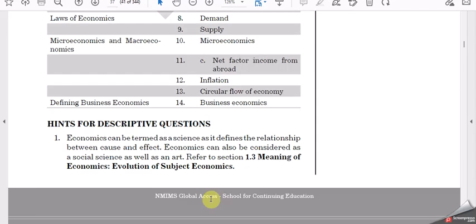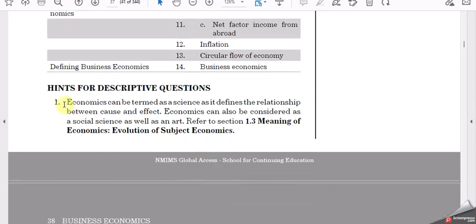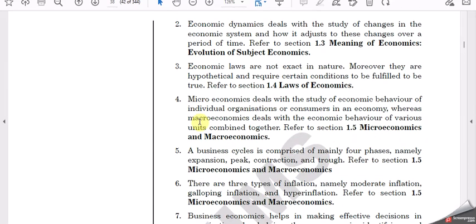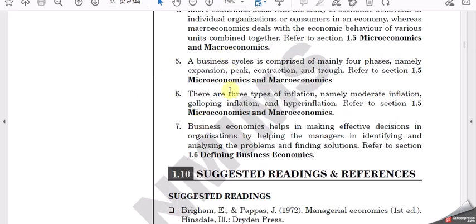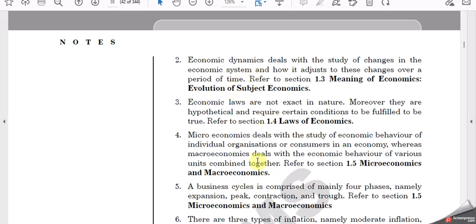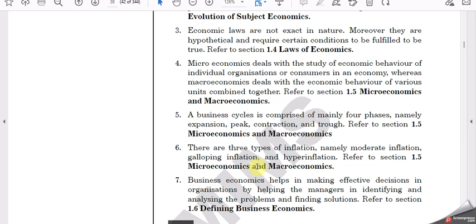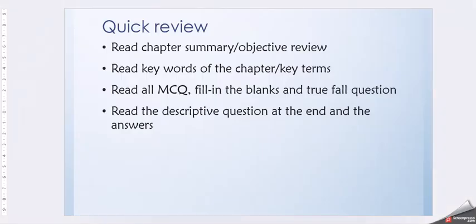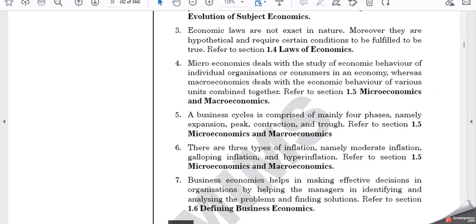And I think the second point is here, the answers. So here comes your question hint answers. It is not the full one, it is just a hint. So you can read up the basic information here, and then for the detailed information, it is mentioned to refer to 1.3 meaning of economics evolution. Like this you have it for every descriptive question. Every descriptive question has a little hint of what it is going to be, and then you have the detailed information. Okay, let me just show you for marketing also.